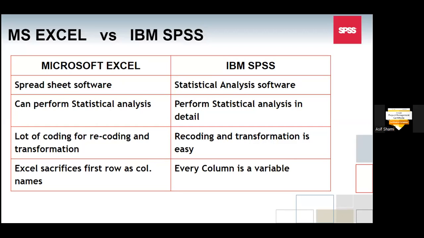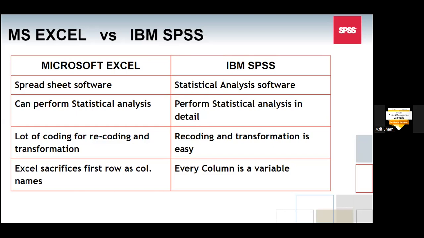On the other hand, IBM SPSS is a purely statistical analysis software, and detailed analysis can be performed. Recoding and transformation are very easy as compared to Microsoft Excel, because sometimes Excel requires VBA expertise, Visual Basic, and SQL, but in IBM SPSS, recoding and transformation is just a matter of some clicks.